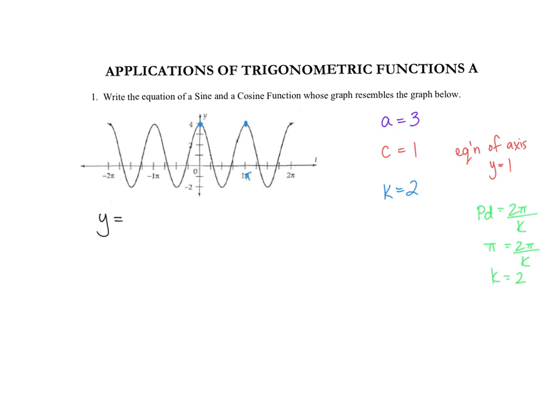So we have y equals 3 cos 2t plus 1. So that would be the function we could represent with the fewest number of transformations. But we've also been asked to write that sine function as well.